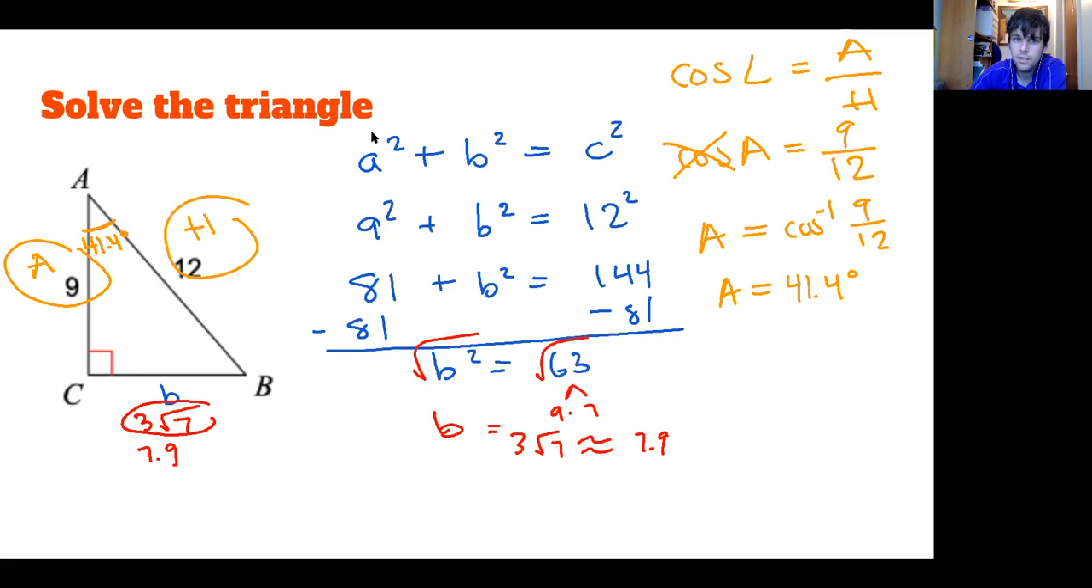The great thing about this is I don't have to use trig again. I can just find out angle B really easily. These are complementary to each other. So I'm just going to do 90 minus 41.4. So that's going to be 48.6 when I do that. Yeah. I could have solved for B directly and then used that same idea to solve for A, but it doesn't matter. The order is not super important here. We'll get the same answers anyway. So now we know all the sides, 9, 12, 7.9, all the angles.